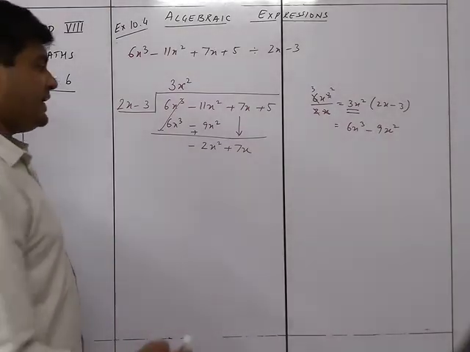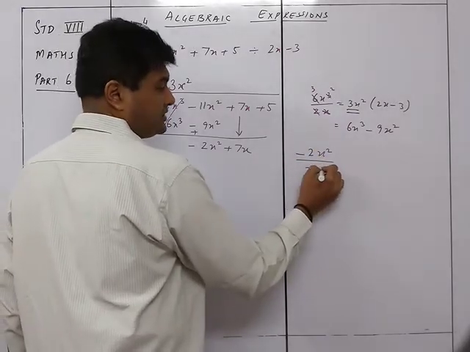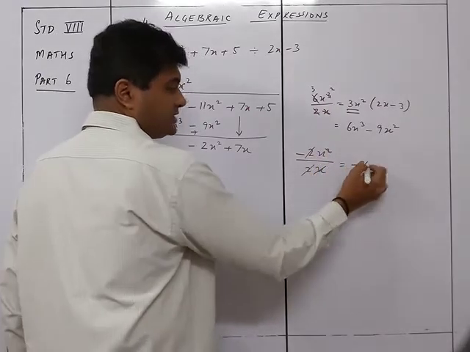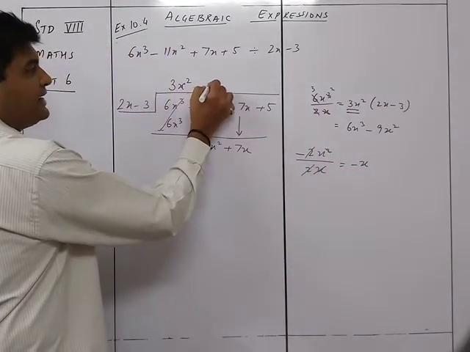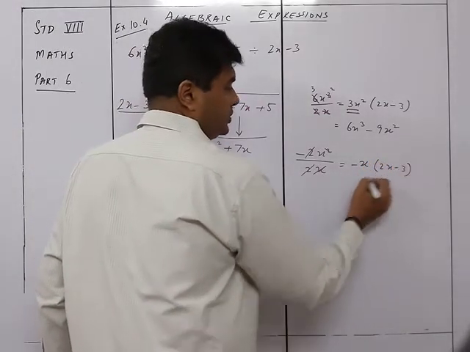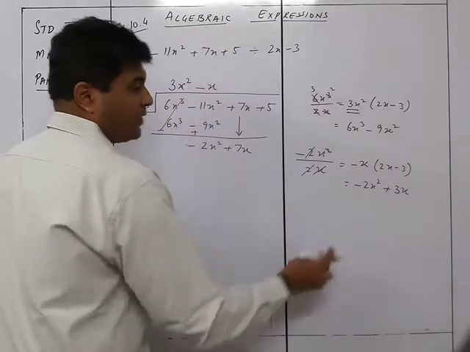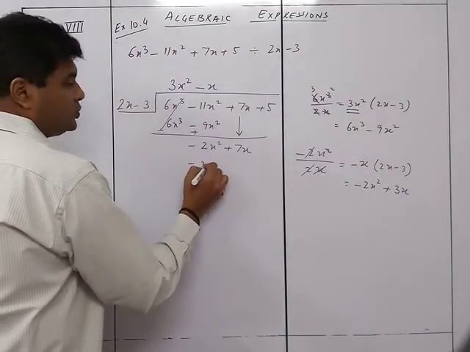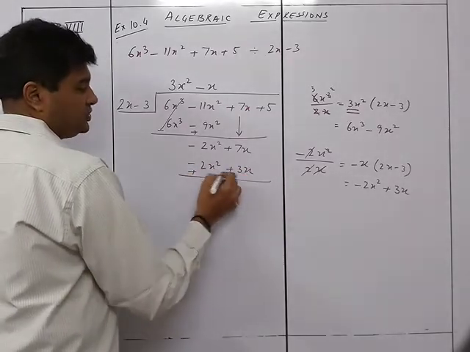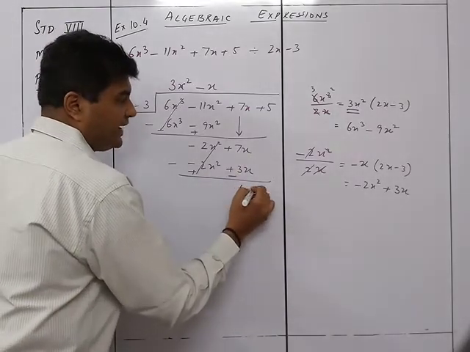We'll repeat the same thing again. We have minus 2x square upon 2x. So 2 gets cancelled and x square cancelled, so the answer is minus x. You write minus x over here, and then multiply minus x with 2x minus 3. That will be minus 2x square plus 3x. Write this answer over here: minus 2x square plus 3x. Signs change, this gets cancelled because of subtraction, so this becomes 4x plus 5.